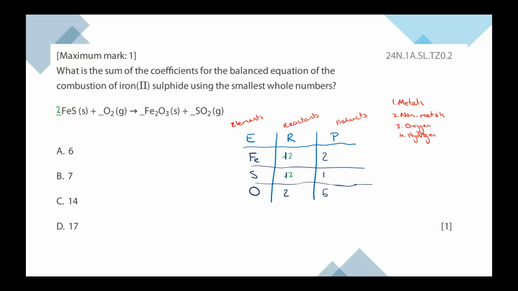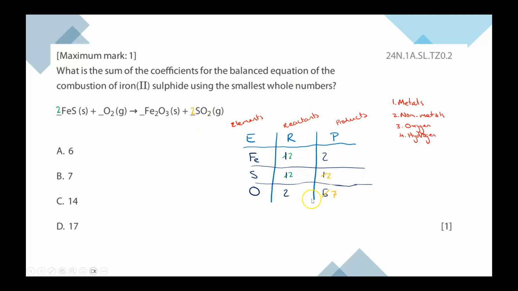So our next one we want to deal with is our sulfur, because that's our non-metal, that's not oxygen or hydrogen. We have 2 sulfurs over here, 1 over here, so we put a 2 out the front of that. We do that, and that updates, and that changes our oxygens. This is why we leave oxygen till last. So we now have 2 sulfurs on this side, 2 sulfurs on this side, still 2 irons on this side, 2 irons on this side, that all stayed balanced, but we now have 7 oxygens. And that's the last one we need to balance.